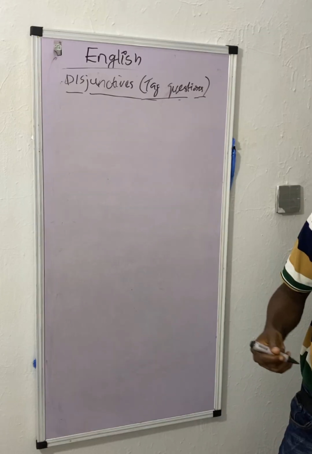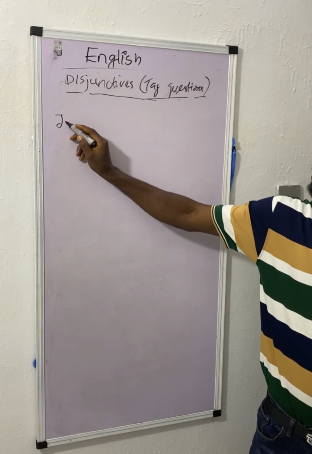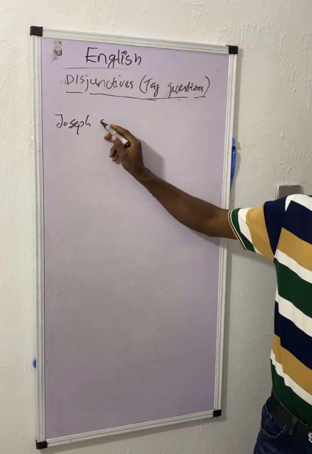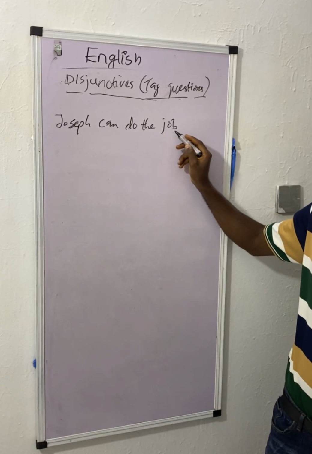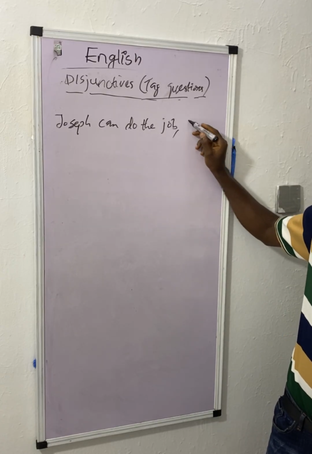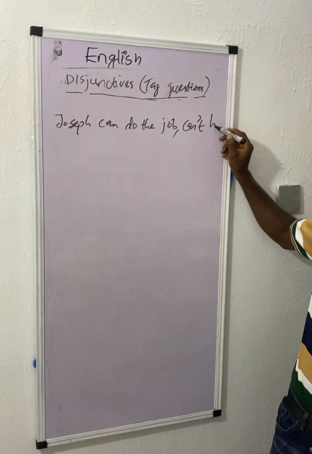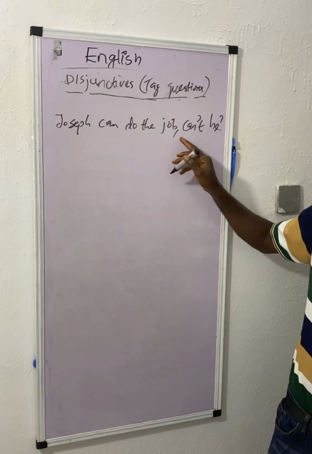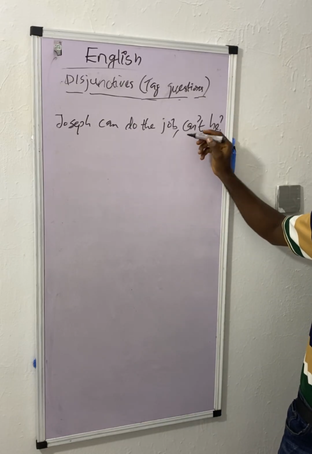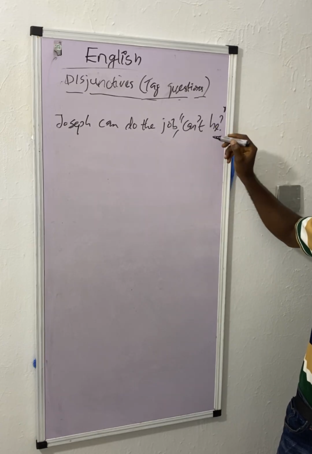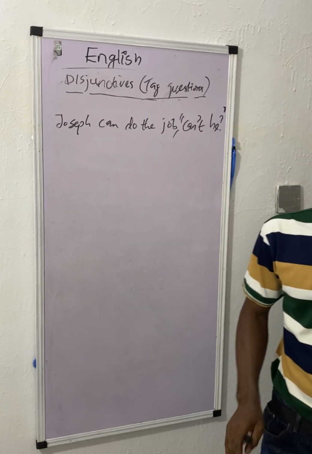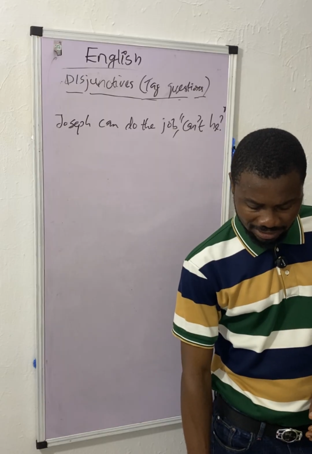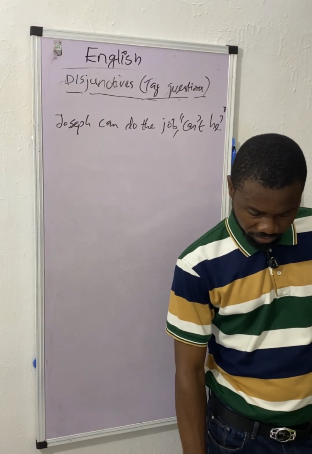For example, "Joseph can do the job, can't he?" So the disjunctive is this "can't he." Put it in quotes. "Can't he" is the disjunctive. All right. So let's look at the following rules that guide disjunctives.